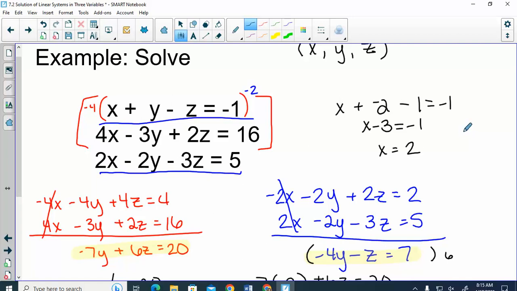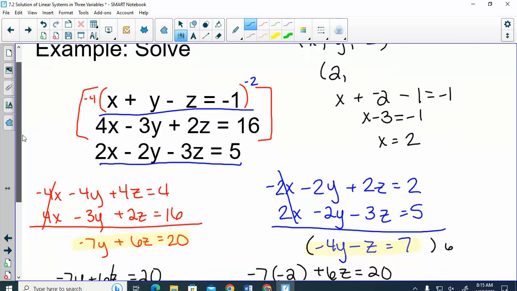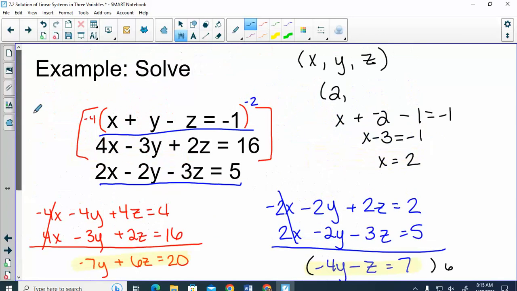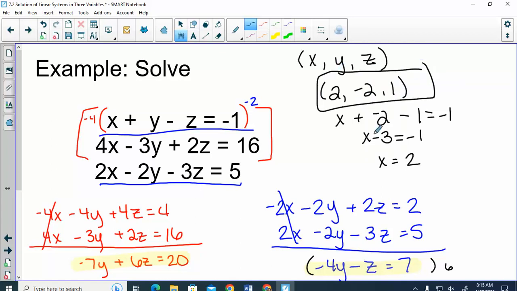And you can check these just by plugging them into the original equations. So our x was 2, y was -2, and z is 1. Okay, 2 times 2, 4, plus 4 is 8, minus 3 is 5. 8 plus 6 is 14, plus 2 is 16. 2 minus 2 minus 1 is -1. So it checks, it makes all of them true.